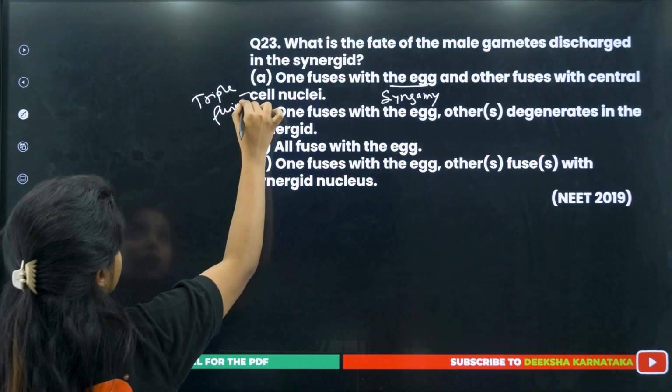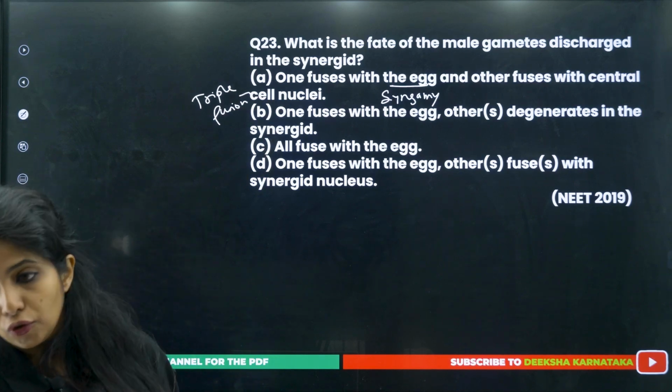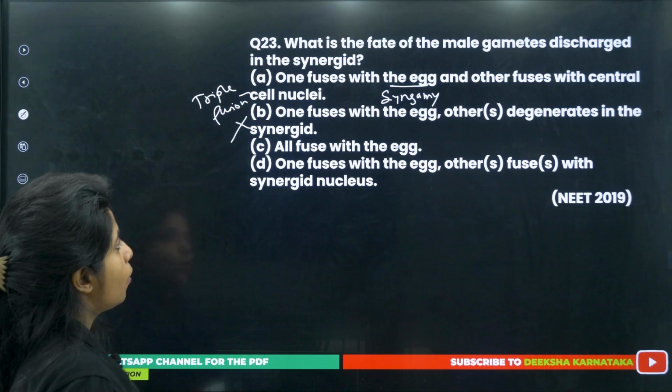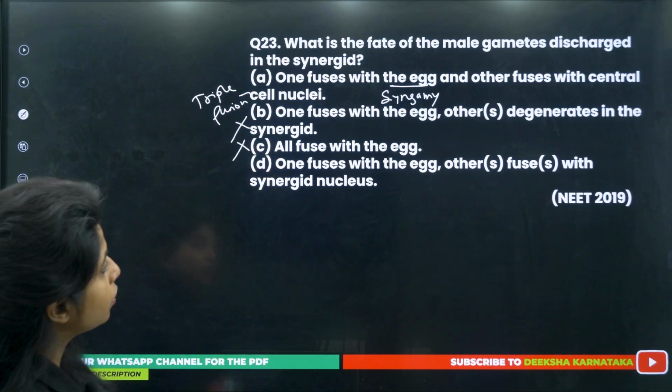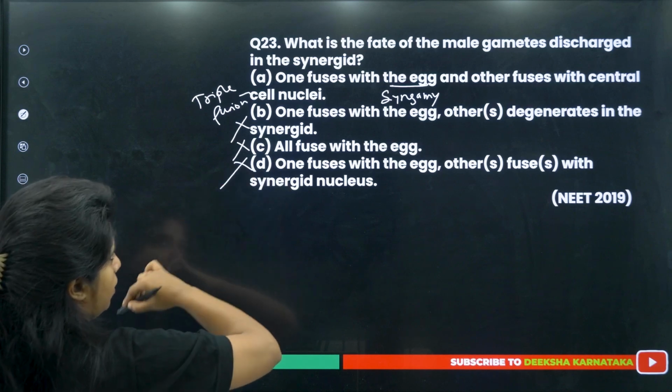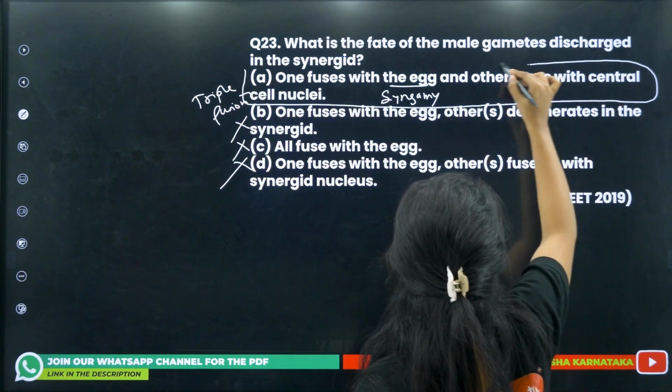But let's see if there are other points as well. One fuses with egg, other degenerates in the synergid. No, children. All fuse with the egg. No. One fuses with the egg and other fuse with the synergid nucleus. No. So this is the correct answer that we are having, my dear little champions.